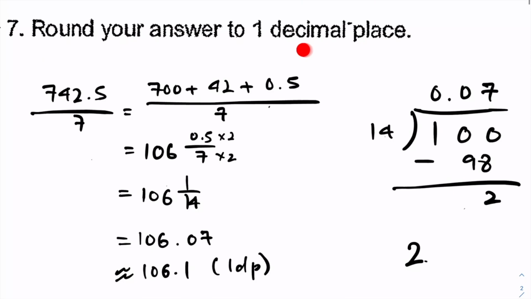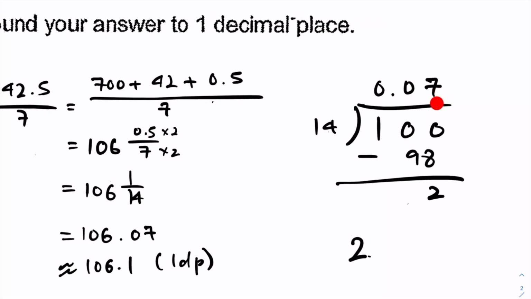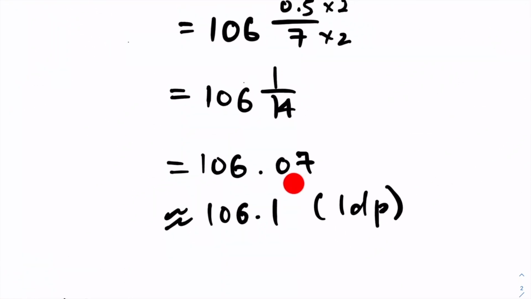0.07. And because we want up to 1 dp, we stop at the second decimal place to see if we need to round up or keep it the same. In this case, we have to round up because 7 is larger than 5. So in this case, it will go from 106.07 to 106.1.